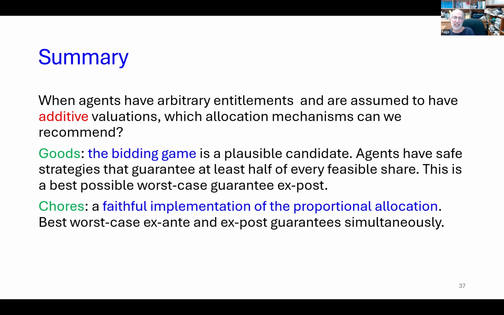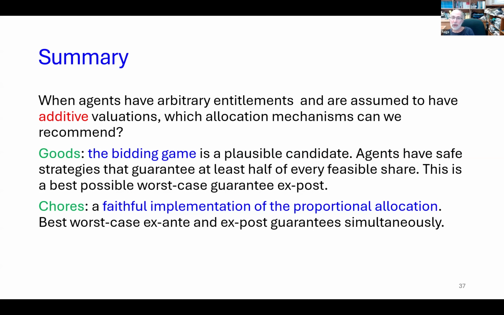Each agent gets a budget equal to her entitlement, so it satisfies what you expect from entitlements. And agents have safe strategies that guarantee that nothing catastrophic would happen. They can guarantee themselves at least half of any feasible share, whatever share they can think of. So they can get the best possible worst-case guarantees this way, and maybe they can get even more. So it looks to us like a reasonable allocation mechanism.